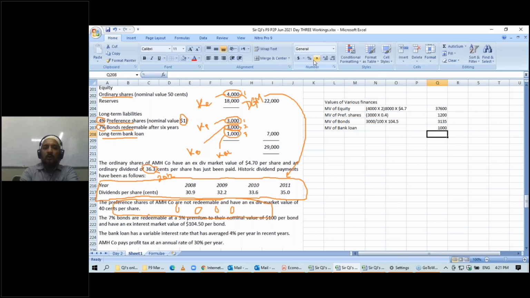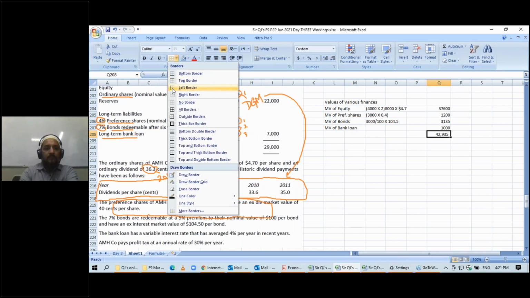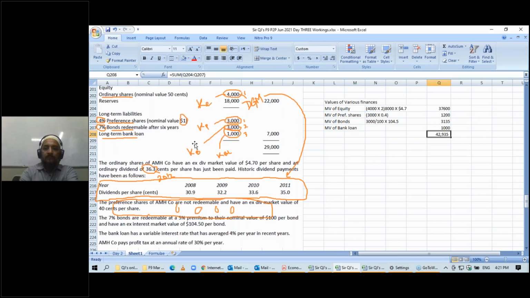Now this gives you the total value of all four types of capital involved in the business by AMH company. Okay, so that's the total value.